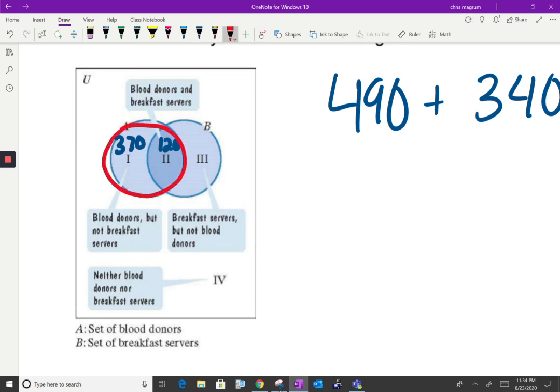Together, now we have our 490. And then the same thing for the other set. We have 340, but we've already put 120 of them in this circle because that's what they have in common. So then we just need another 220. Okay? And if we were to add up those three numbers, that should give us our 710. So 370, 120, 490, plus another 220. That should be our 710.